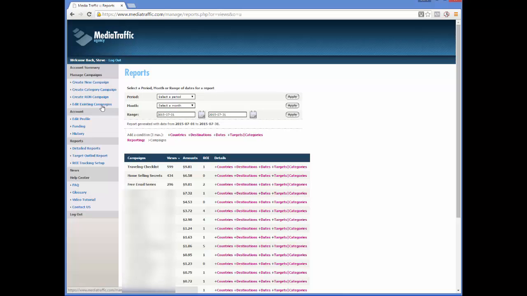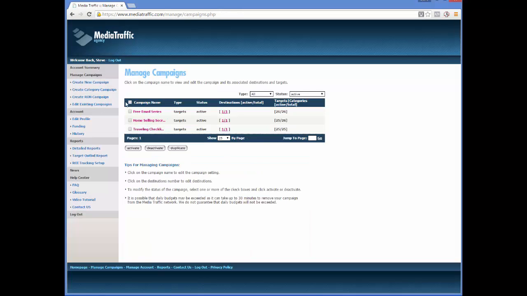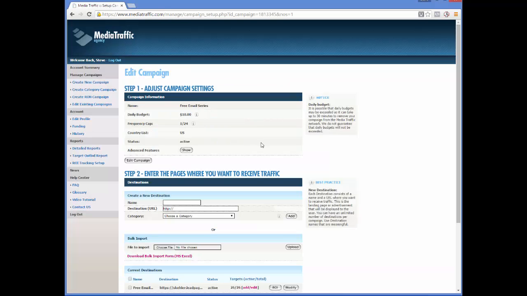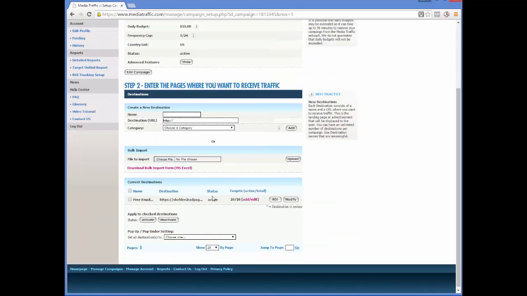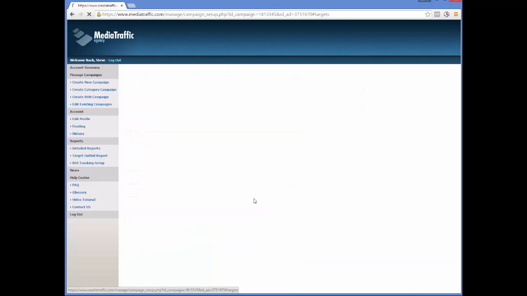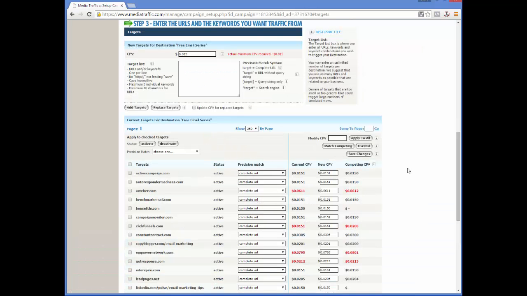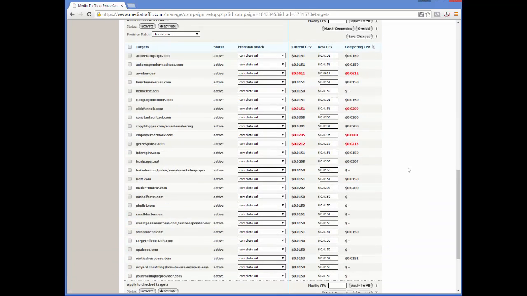So let's go take a look on the left hand side to edit existing campaigns. Here are our 3 campaigns. Let's go into the free email series. And then we scroll down to under the current destinations. This is where under targets we see our URLs that we have put into the system. Okay, so here we see them.